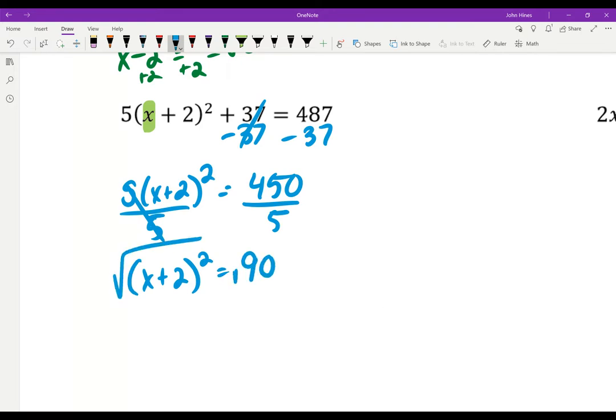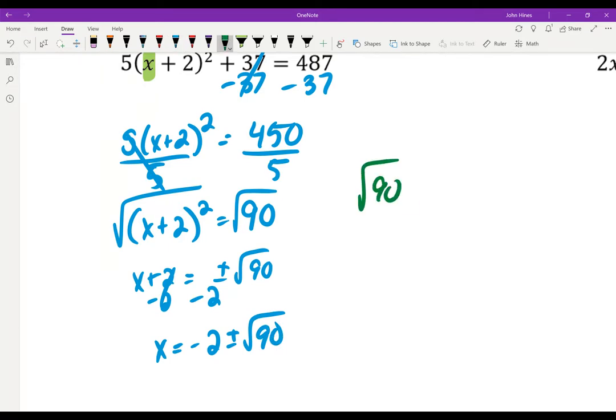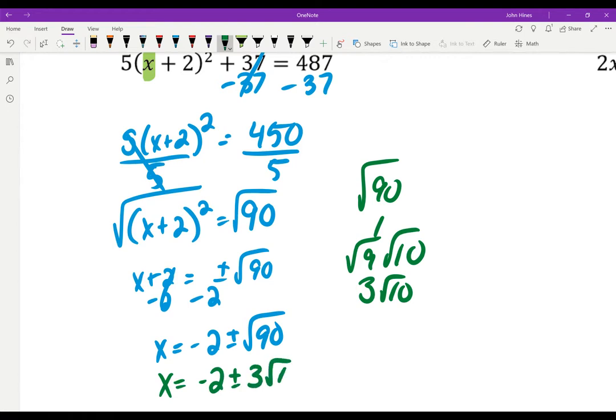So it's just like completing the square, but someone already did it for us. I'm already a step ahead and just have to apply the inverse operations. I'm undoing everything that happened to x by applying the opposite. Let's look at radical 90 and split that up. Radical 9 and radical 10 is what I'm thinking, so 3 radical 10. So x equals -2 plus or minus 3 radical 10 is my answer in simplest radical form.